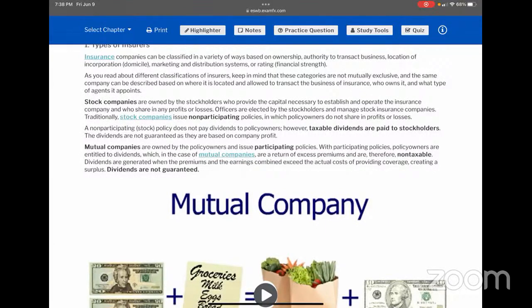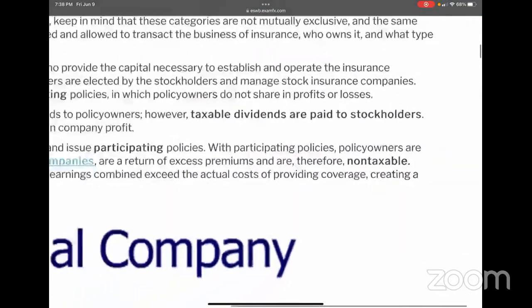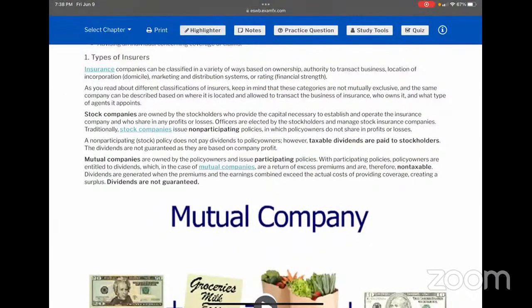And guess what? You hear them say a lot, that money that's built up in that cash value is non-taxable. Y'all see that? The reason it's non-taxable when they get a dividend is because it's an excess of premium. It's a return of excess of premium. They're being overcharged. It's a kickback. And then where did this dividend come from? Dividends are generated when the premium and the earnings combined exceed the actual cost of providing coverage, creating a surplus. Dividends are not guaranteed. So that is how this works.